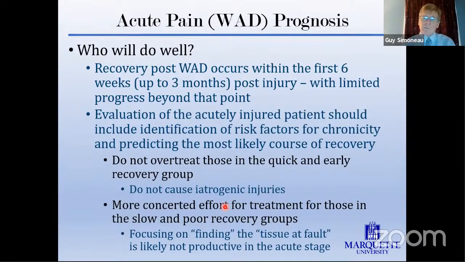So part of the evaluation for us should be to look at risk factors of chronicity in that population, with the idea of do not overtreat that 50% that you know will have a quick recovery, and then pay particular attention to the 50% that is at risk for moderate to severe long-term disability. And in that group, don't make the mistake of chasing which tissue is at fault. You know, is it the muscle? Is it the joint? Which joint is it, especially in the acute stage? Basically, this is not very productive. So you're going to treat the findings. Don't try to identify the source of nociception. Just treat the finding based on management of range of motion, management of strength, and so on.